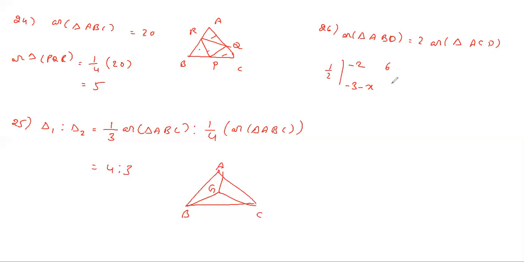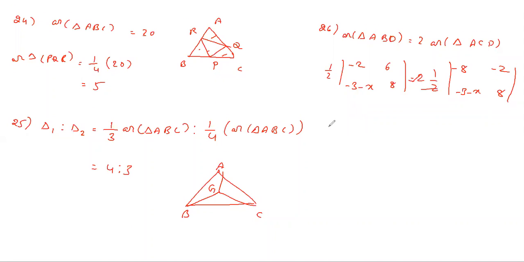4 minus of 4, 8. 2 times half modulus determinant area of triangle ACD: minus 3 minus 5, minus 8, 4 minus 6, minus 2, minus 3 minus 6, 8.